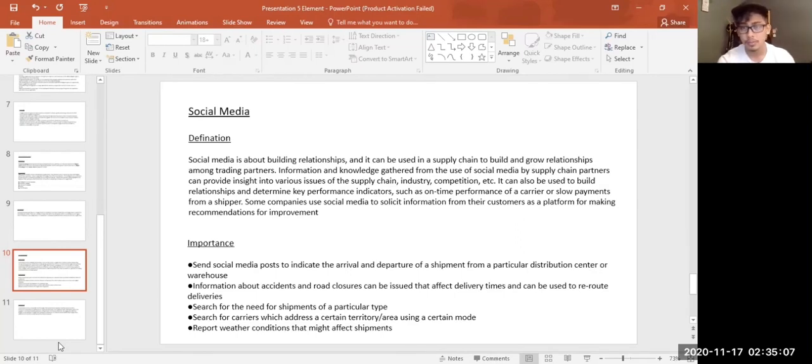So what is the importance of social media? We have five also. The first one is sending social media posts to indicate the arrival and departure of a shipment from a particular distribution center or warehouse. Second is information about accidents and road closures that affect delivery times and can be used to reroute deliveries. Number three is searching for the needs of shipments of a particular type. Number four is searching for carriers which address a certain territory or use a certain mode. Number five is reporting weather conditions that might affect shipments.